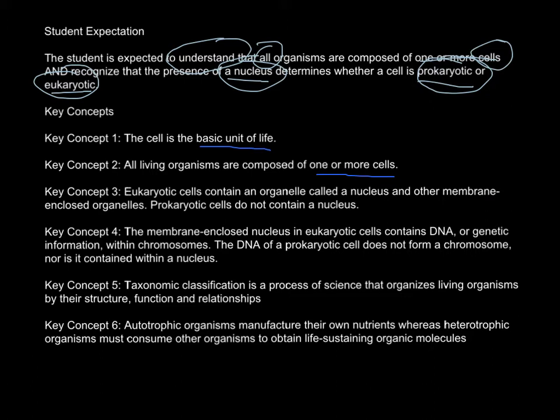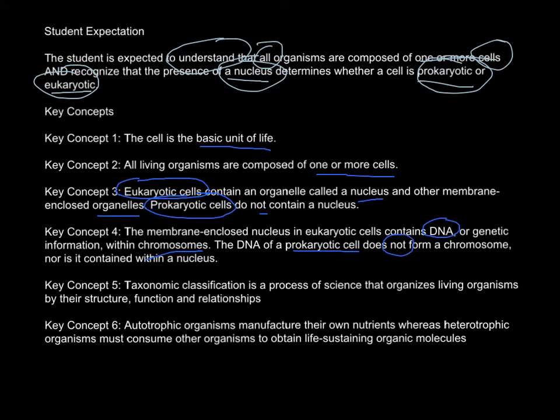Key concept 3, eukaryotic cells contain an organelle called a nucleus and other membrane-bound enclosed organelles. Prokaryotic cells do not contain a nucleus. Key concept 4. The membrane-enclosed nucleus in eukaryotic cells contains DNA, or the genetic information within the chromosomes. The DNA of prokaryotic cells does not form a chromosome, nor is it contained within a nucleus.